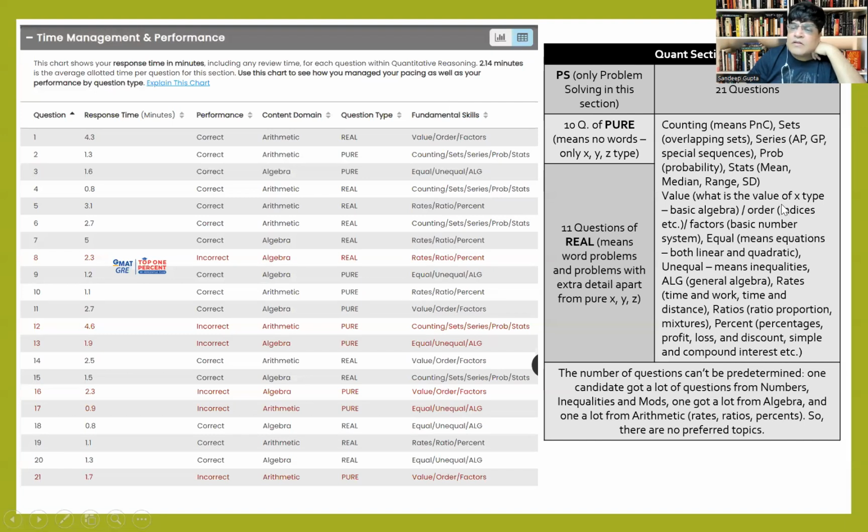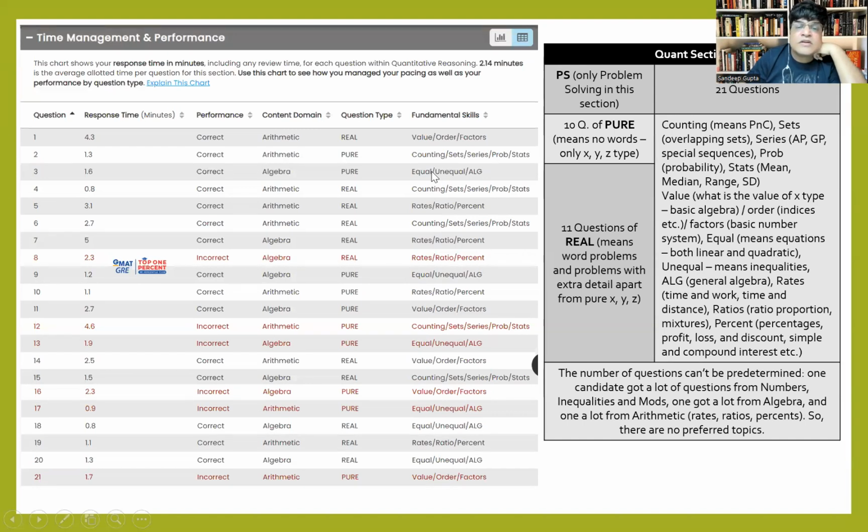I'm just explaining. So that is basic algebra. Order means indices, that is X raised to power 7, etc. Factors, number system, equal means inequality. All this is written here. That's why I'm explaining equal, for example. Unequal means inequalities. Algebra is obviously algebra here.